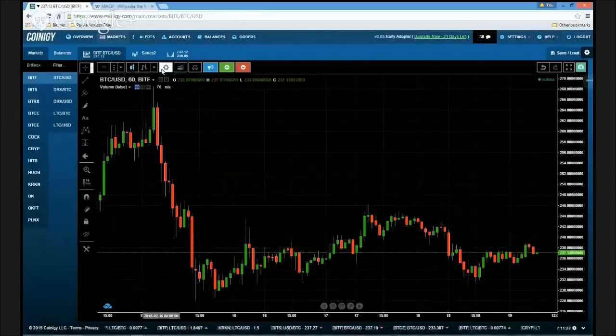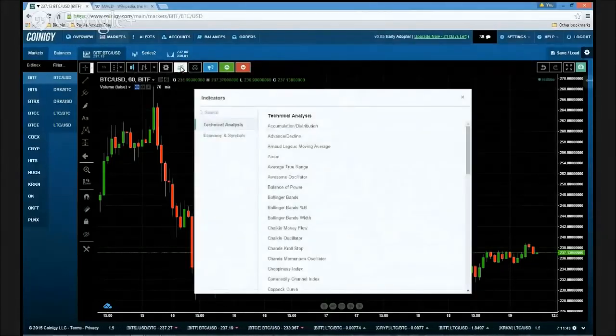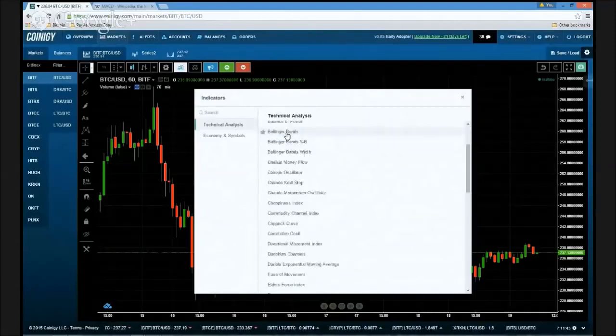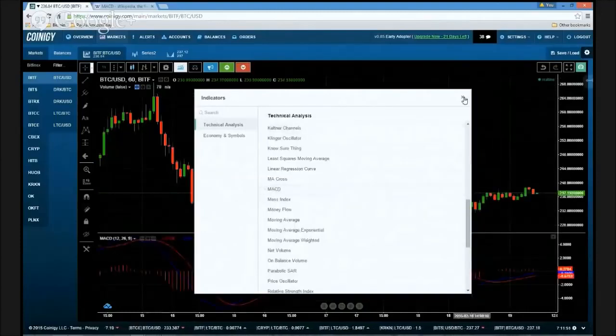We're going to go up to the boxes up here. You can see my mouse scrolling up, and there's this box with the little line and the dot, and it says Indicators, Fundamental, Economy, and Add-on. So we're going to click that box. And we're going to scroll down through the list of indicators, and you'll notice they have quite a big library, and we're going to select MACD.